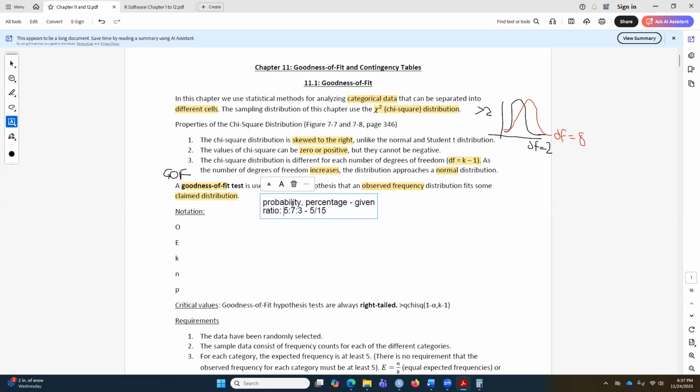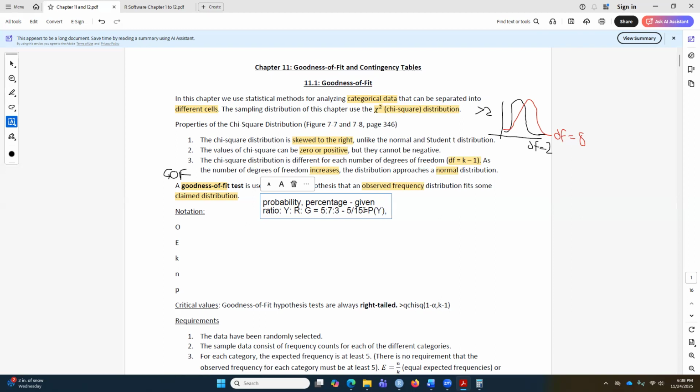Let's say you've got 3 candies in different colors. One is yellow, one is red, and one is green. So you've got candies with 3 colors, yellow, red, and green. And let's say the ratio is 5 to 7 to 3. That means yellow candies are 5 out of 15. The 5 came from here, and the 15 is the total of all this ratio, 5 plus 7 plus 3. So this 5 out of 15 is the probability of getting yellow.